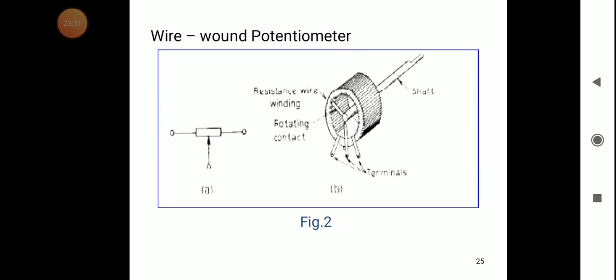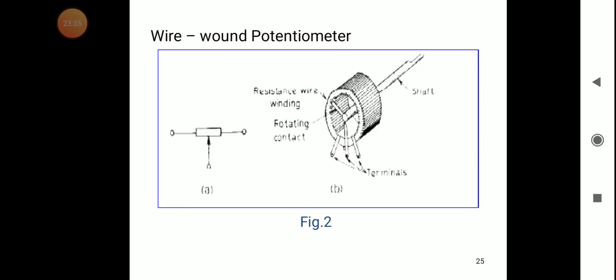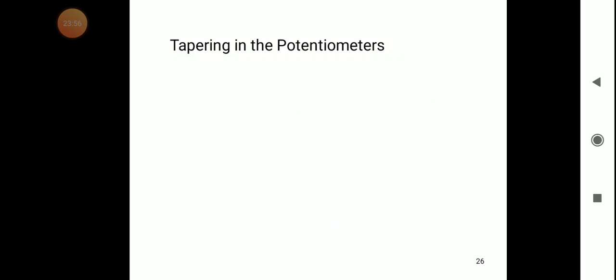So coming to the wire wound, wire wound means the wire is wound on a particular ceramic core. Here also we have the resistance winding, rotating contact, terminals, and shaft. Depending on the shaft movement, the potentiometer will give the resistance values.